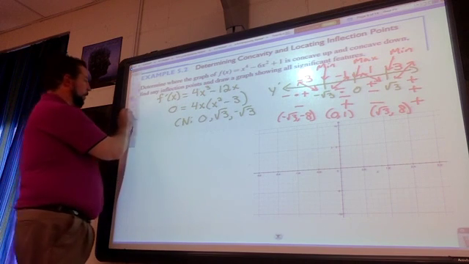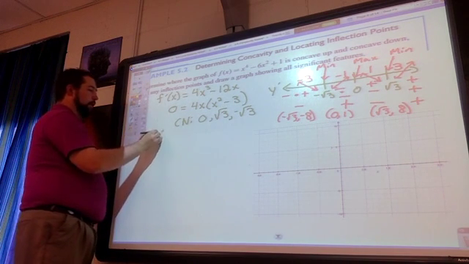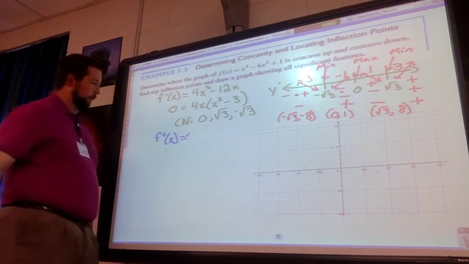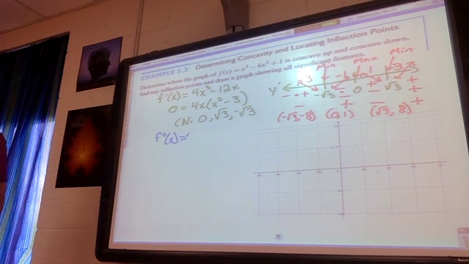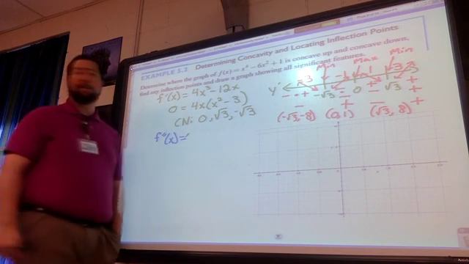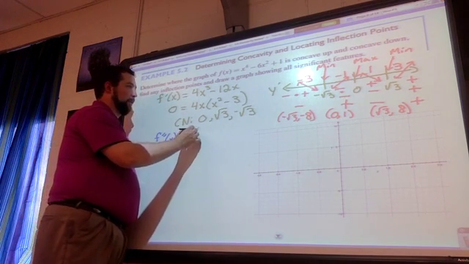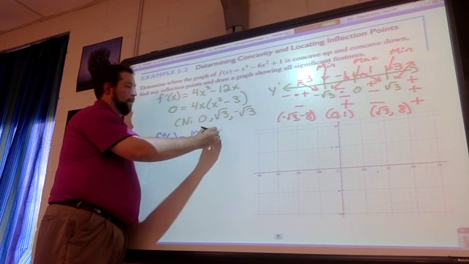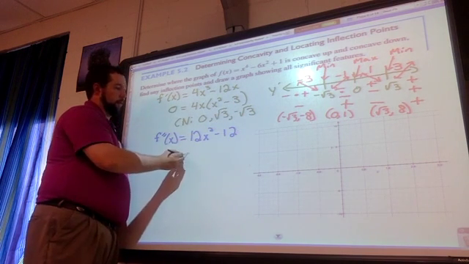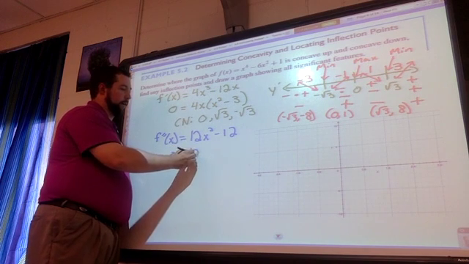Now we can find concavity. Don't have to go to the dentist to get that filled, just the calculus class. So second derivative, take the derivative again. That gives me 12x squared minus 12, I believe. Set it equal to 0 and factor.